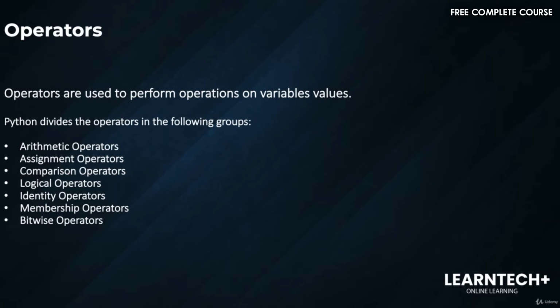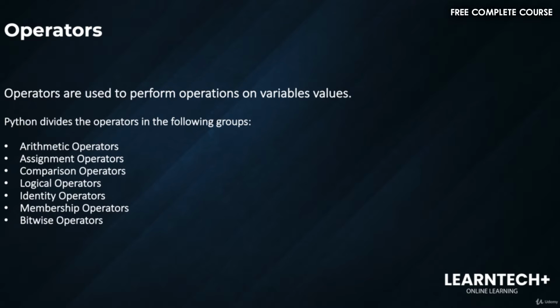All right, welcome back. So in this video, we're going to talk about operators. Operators are used to perform operations on variables and values. Python divides the operators into the following groups: arithmetic operators, assignment operators, comparison operators, logical operators, identity operators, membership operators, and bitwise operators. So let's jump right into it.